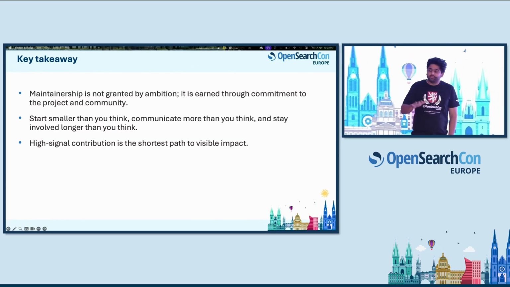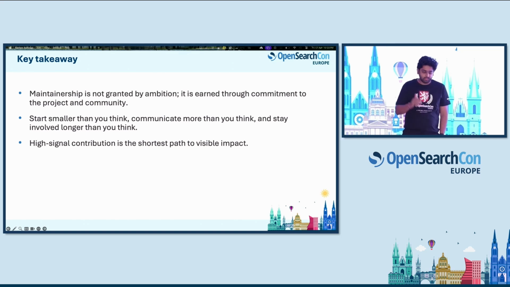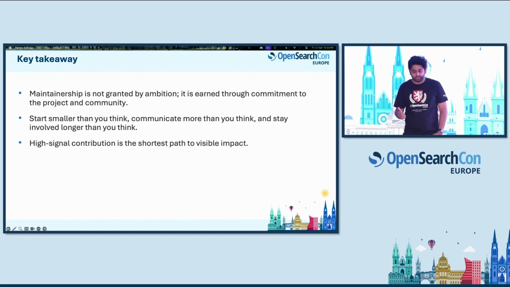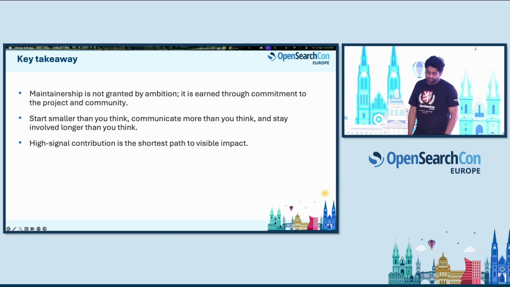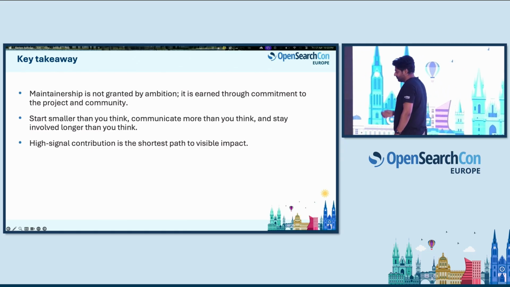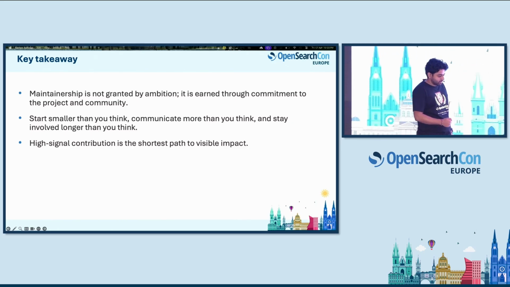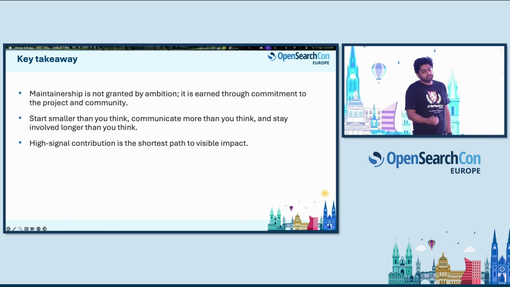Another thing that I want to emphasize again is start small. Pick one area that you're interested in, grow in that area, become an expert. That will really help. And pick contributions that you think can be of high impact. Discuss with existing maintainers and contributors.